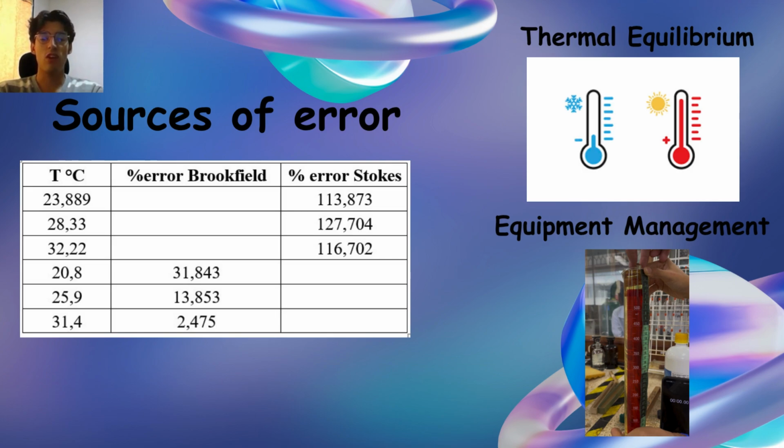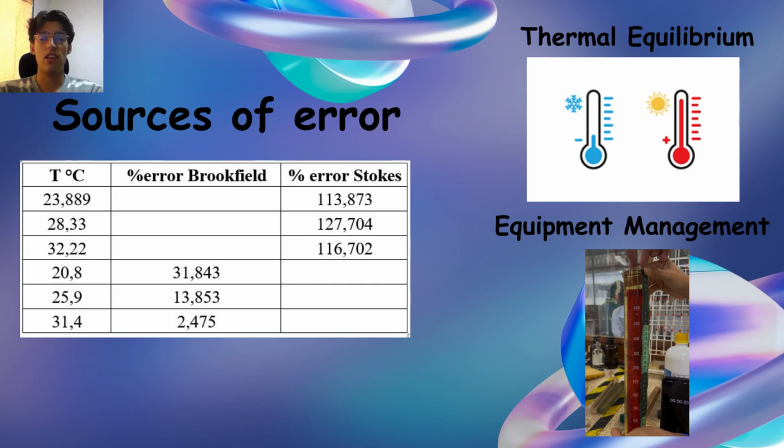For example, the Stokes method showed a maximum error of 127.7%, whereas the lowest error in the Brookfield method was just 2.47%. Additionally, during the data collection, the temperature of the liquids varied.